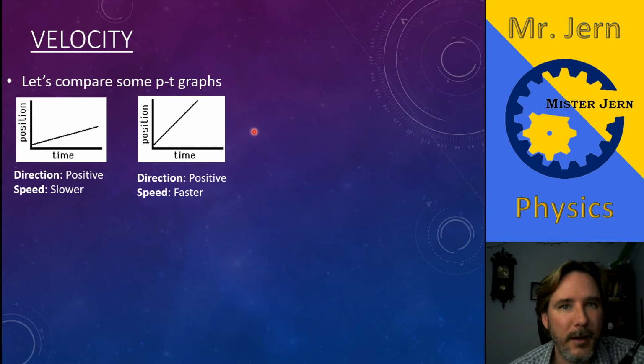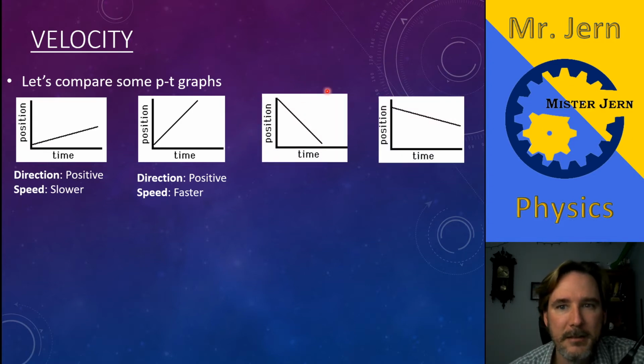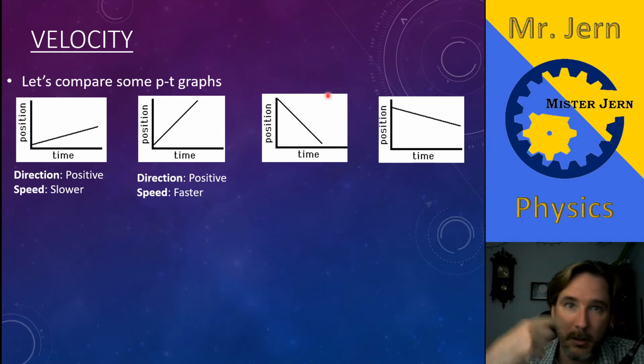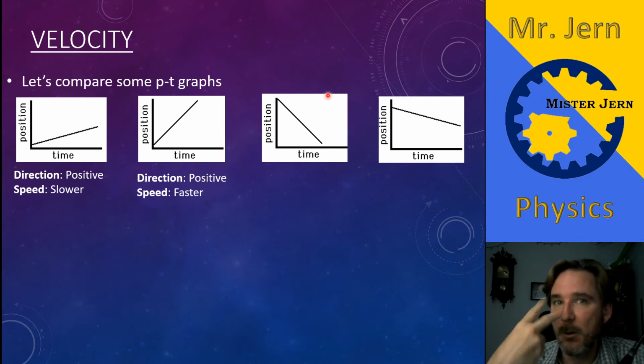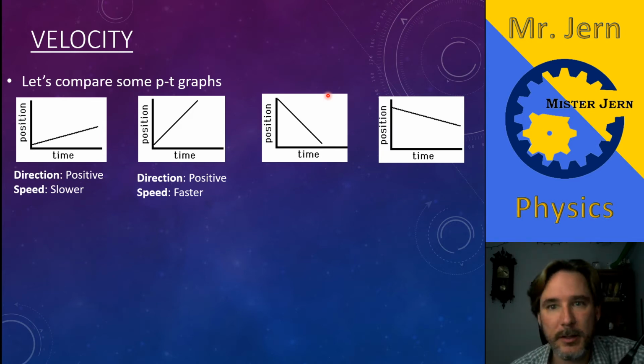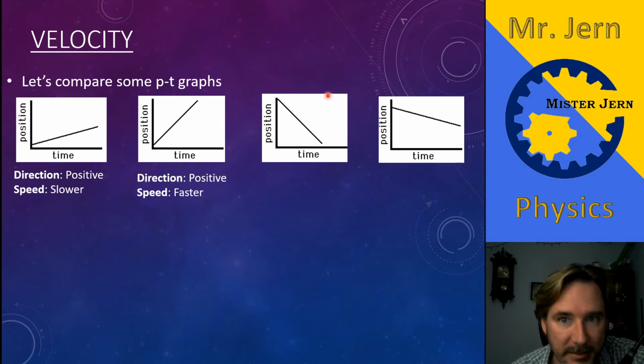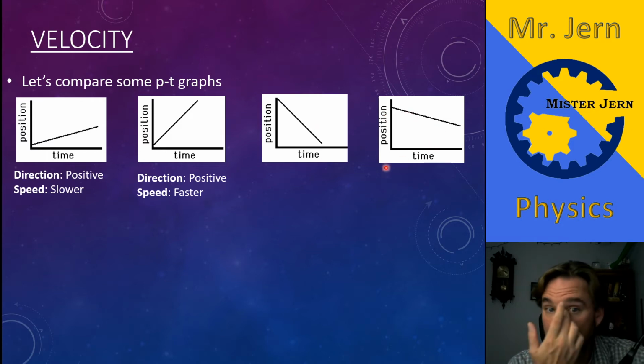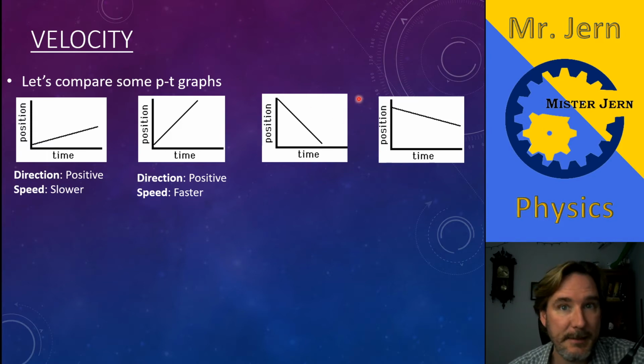But then we have two other PT graphs, and these are sloping differently. They look a little bit different. So what's the difference? Well, again, what are the two questions? What direction are they moving? And what's happening with their speed? So in this case, they're moving negatively. They have a negative slope. When you calculate the slope here, you're going to get a negative number. And again, that tells you something about the direction that they're moving. They're moving negatively. Which one's moving negatively faster? Or faster negatively? Which one's moving faster, period?